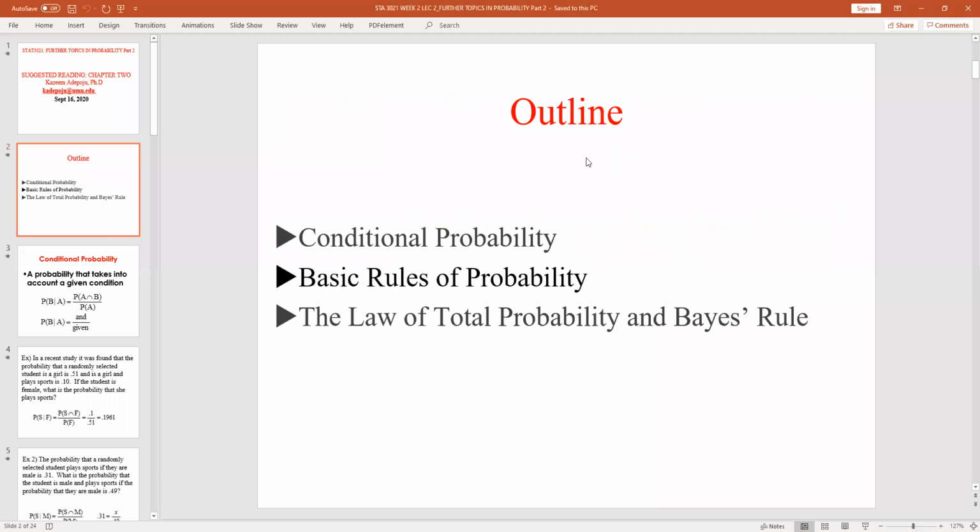Okay, the outline for today, I'm going to walk you through conditional probability, the basic rules of probability, and lastly, we're going to talk about the law of total probability and the Bayes rule. And the examples I'm going to cite today, you're going to like it, because you're going to see how the knowledge of probability can be used in the court of law, in litigation. So you're going to see the application of that today as well.